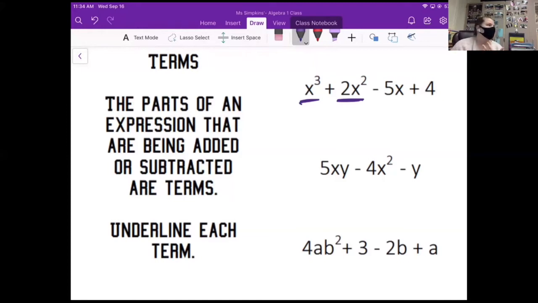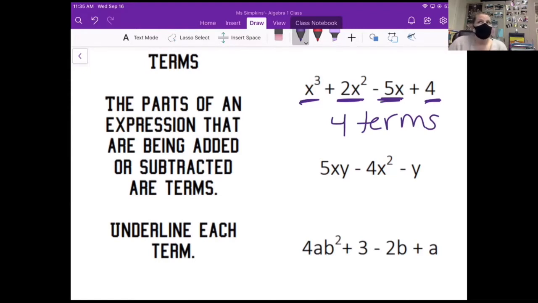The next thing that comes is a subtraction symbol. And then what's after that subtraction symbol? 5x. 5x would be its own term. And then we have another plus sign. And then what's next? 4. 4 is its own term. So total for this expression, it has 4 terms. x cubed is a term, 2x squared is a term, 5x is a term, and 4 is a term.